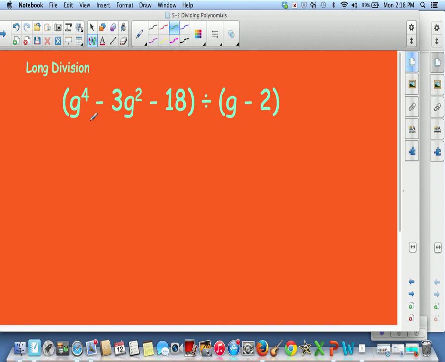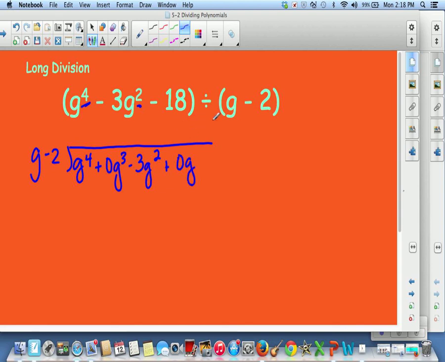So let's do another one with g's. I'm going to take the g minus 2 on the outside, and I have g to the 4th. Notice I go from 4 to 2 here. So I need to have a placeholder for my g to the 3rd. And I also go from the second power to no power at all. So I've got to put in my placeholder here just to keep my work nice and organized.